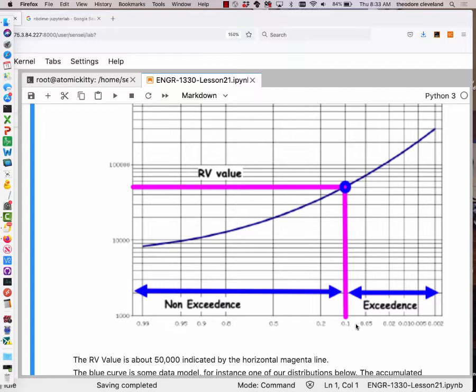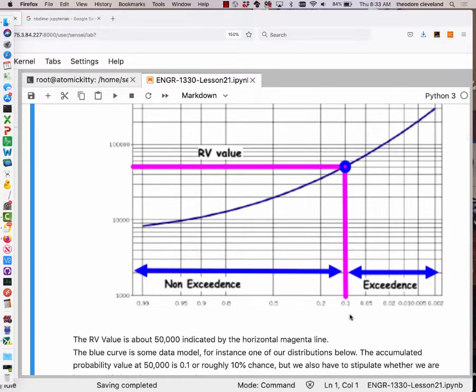The way to interpret that is the probability of observing that magenta value of 50,000 or less is 0.1. Minus is 1 minus 0.1, so it's 90%. So non-exceedance probability is 90th percentile. The probability of seeing 50,000 or more is the 10th percentile.